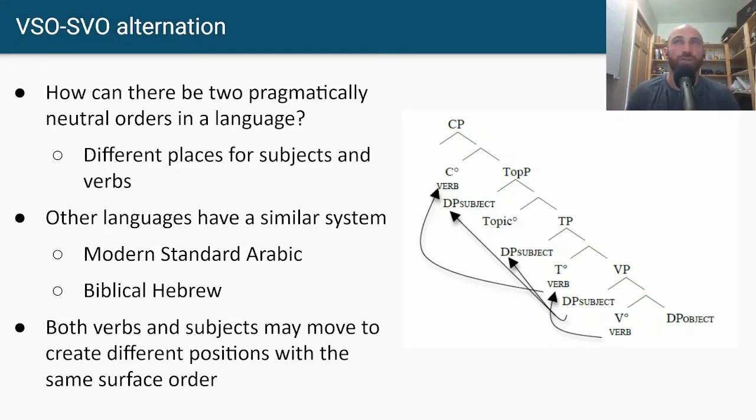with the same surface order. So we mentioned this earlier. You can have the same string of constituents, subject, verb, object, but that doesn't mean they're actually in the same order in the syntax. You can have the same surface order, but the subject might be in a focus position that is actually a position higher up, to the left, but you can't tell the difference between that and when the subject is not in a focus position, but still to the left of the verb. That's the idea.